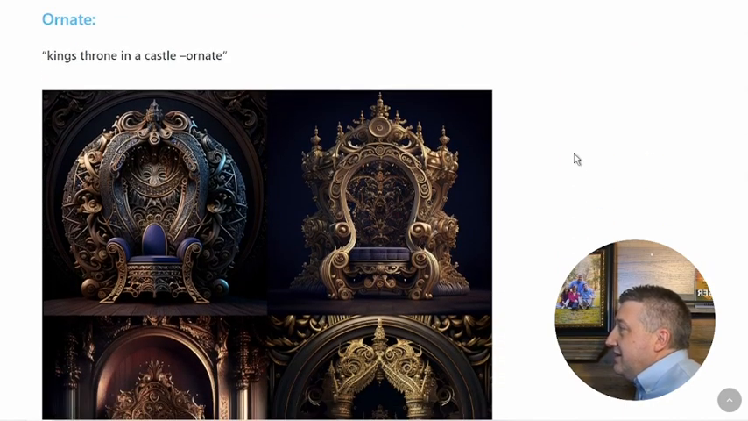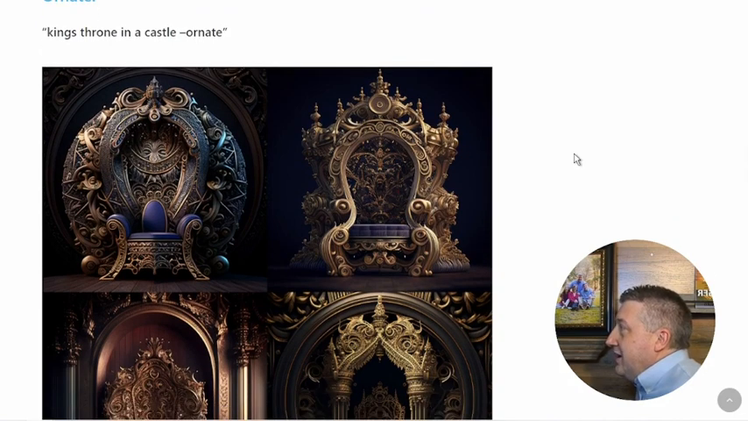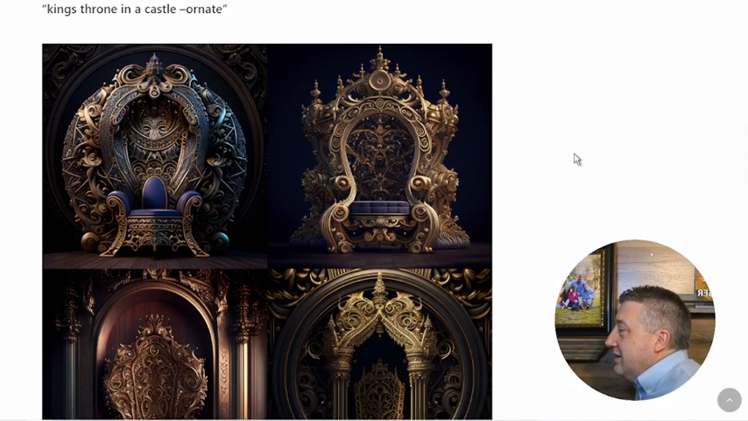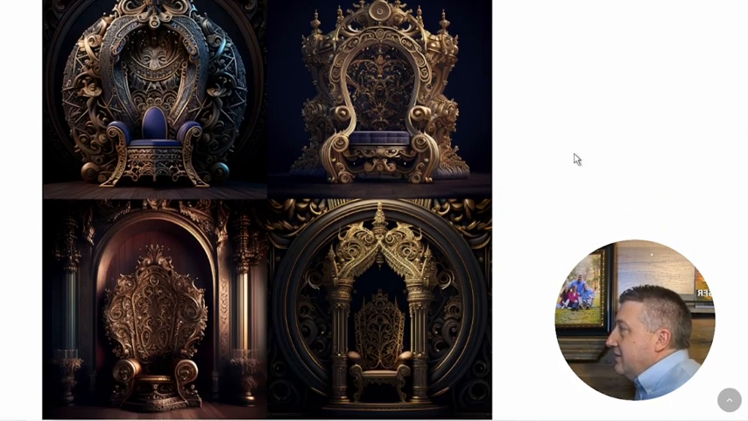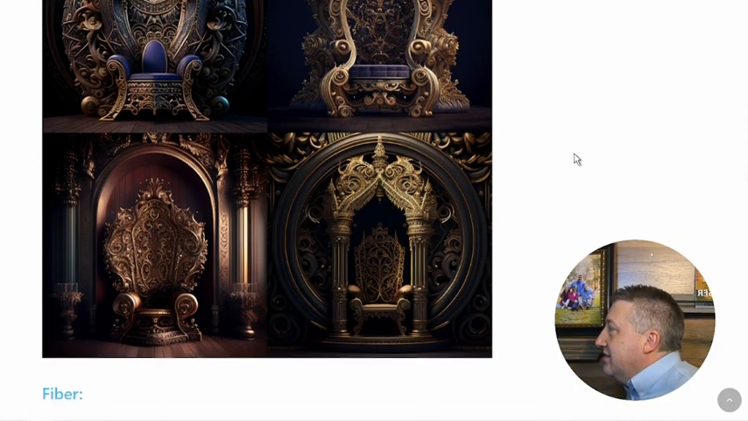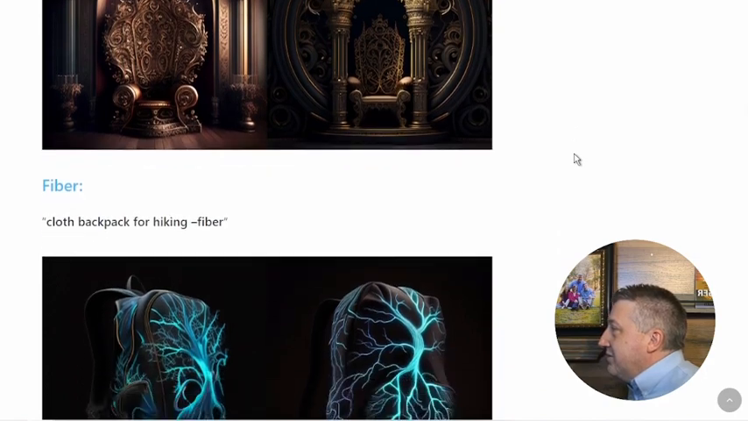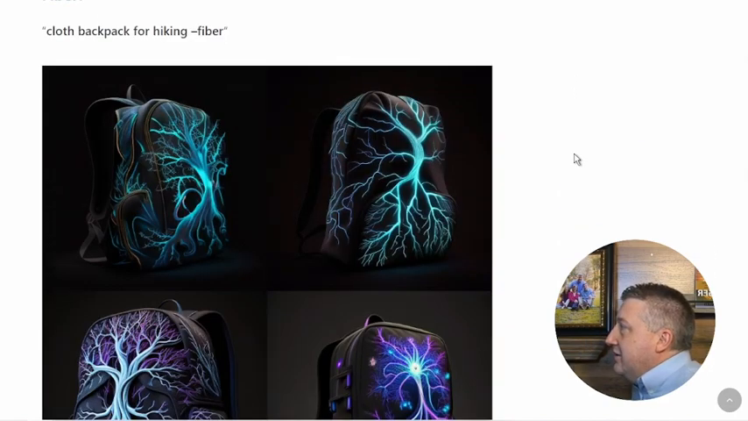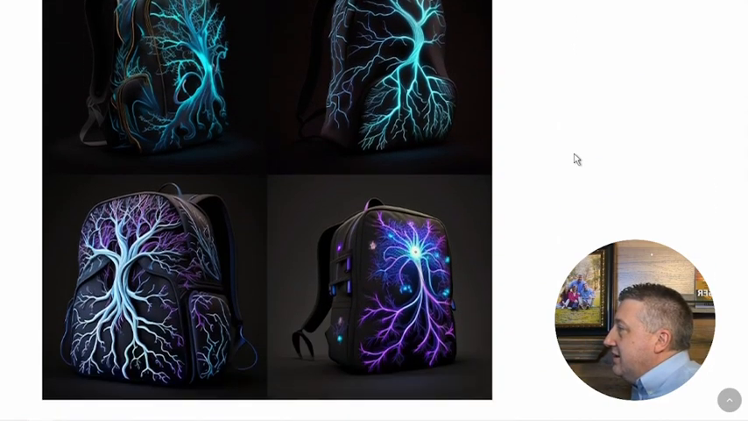Oh my goodness, look at the detail on this thing. I put King's Throne in Castle, ornate. This is what it gave me. Just a ton of detail. I couldn't even come up with this if I tried. There's no way I could even draw this, or I would get lost in all that detail. I would give up halfway through. Then fiber is the last one in the list here.